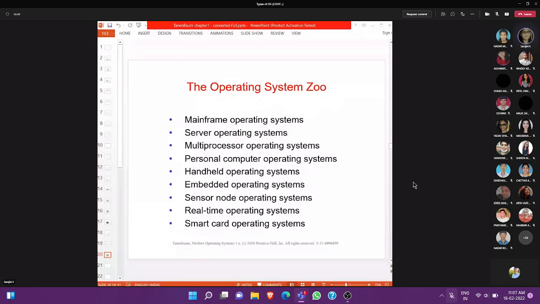The sensor node operating system is also related to the embedded system. But what is a sensor? Sensor means a device.